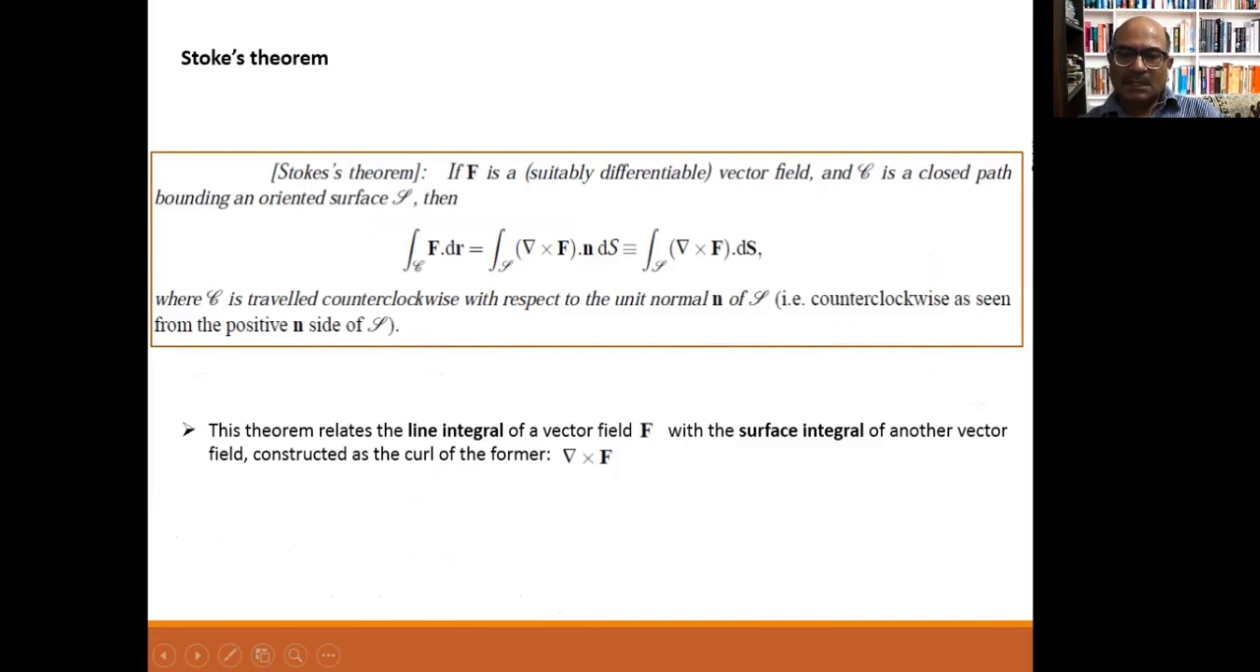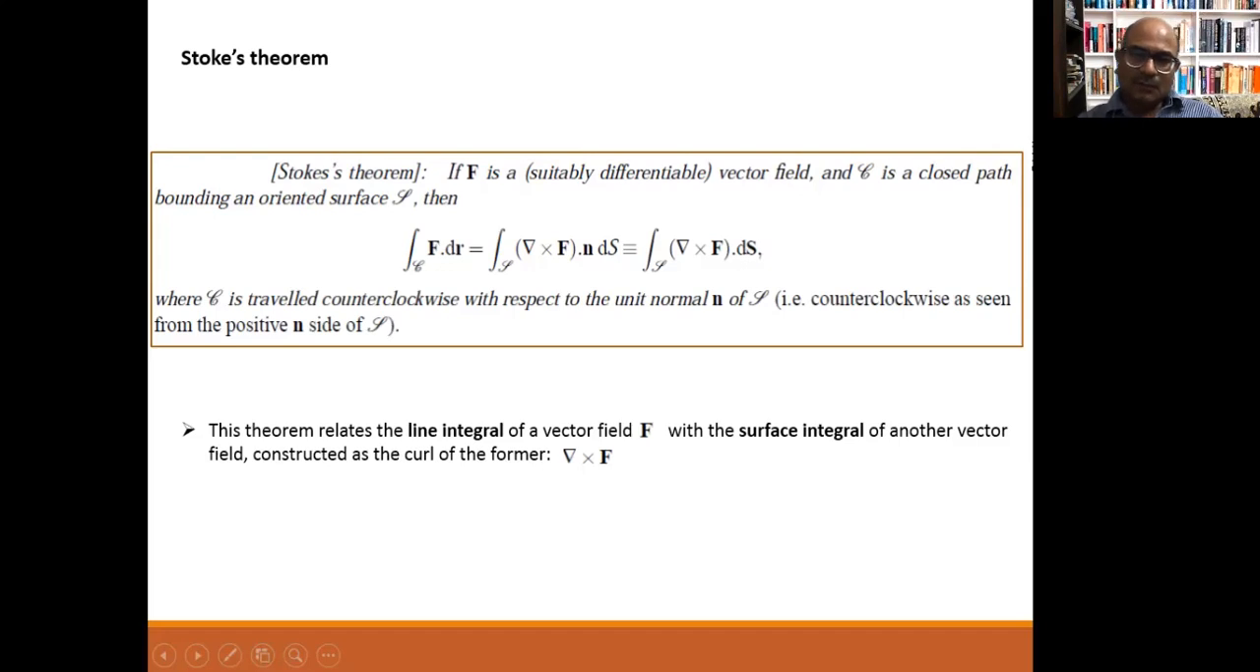Again, the line integral of the vector field around that closed path C will be equal to the surface integral over that surface S of the curl of that vector field, and that is equal to the integral over S of del cross F dot n dS, where C is traveled counterclockwise with respect to the unit normal n of S. So counterclockwise as seen from the positive side of S.